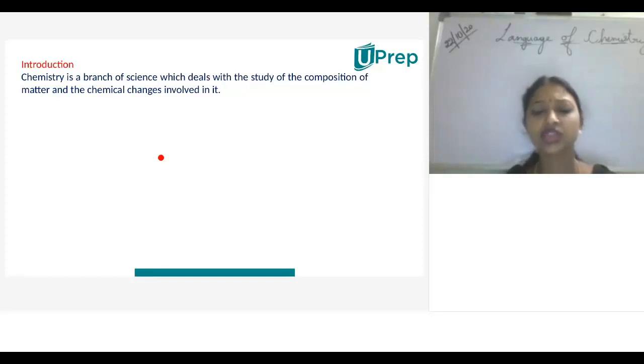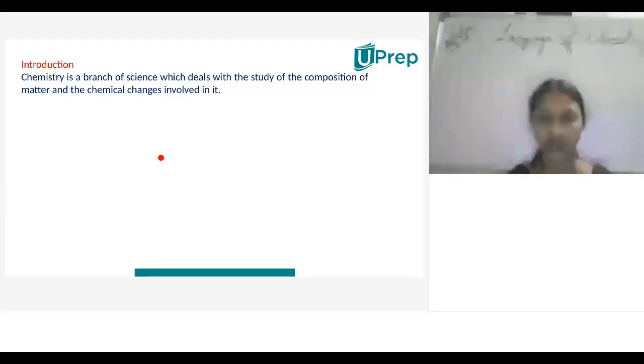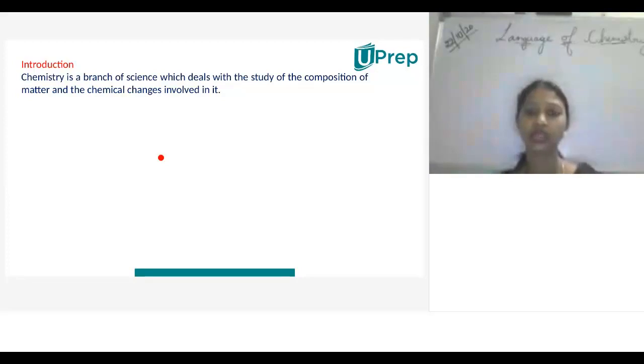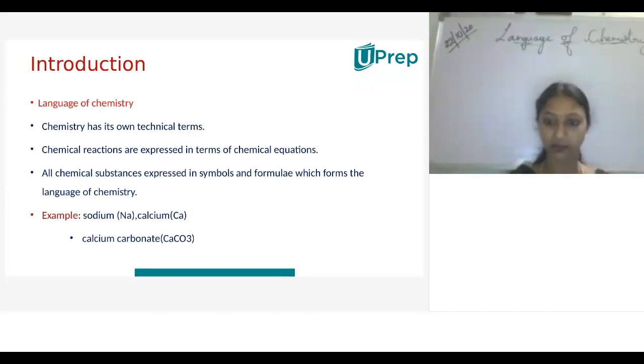In the same way, if we go with the language of chemistry, like how we have 26 alphabets, and within the 26 alphabets, how from the two-letter words to the sentences and communication it developed. So in that sense, we can go with the introduction of chemistry and the language of chemistry. Chemistry has its own technical terms.